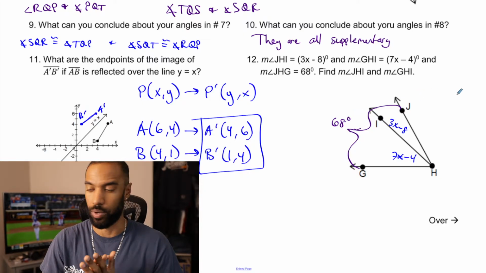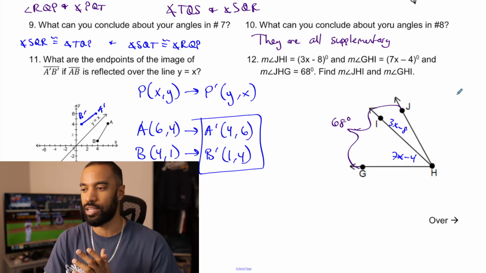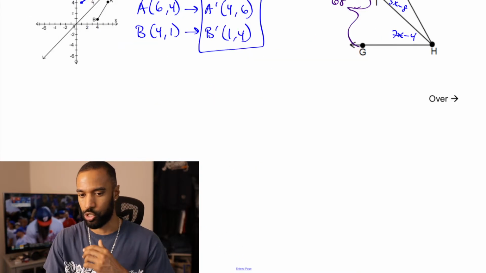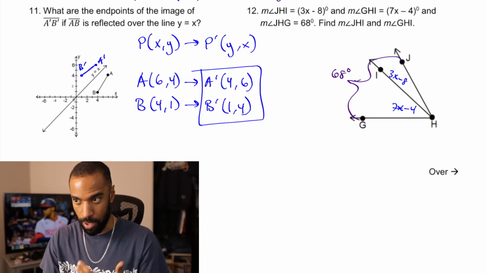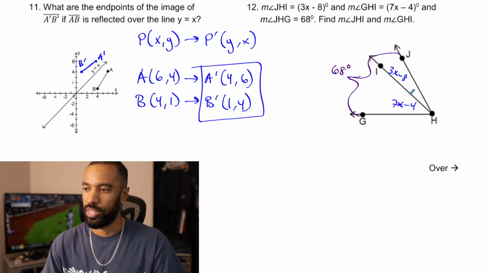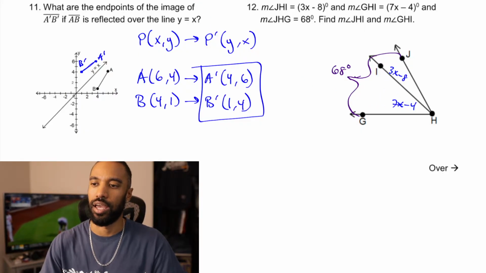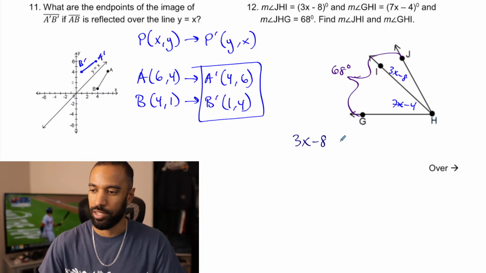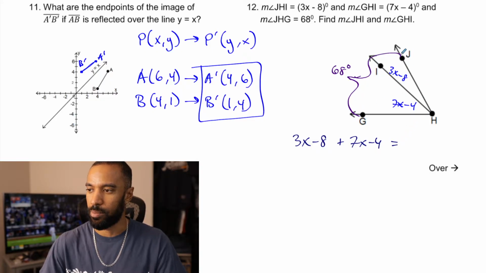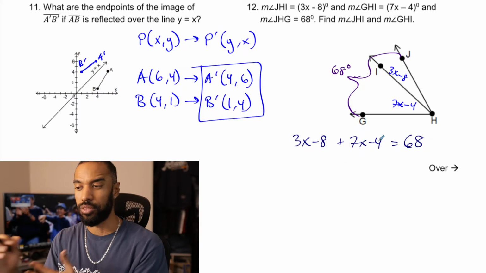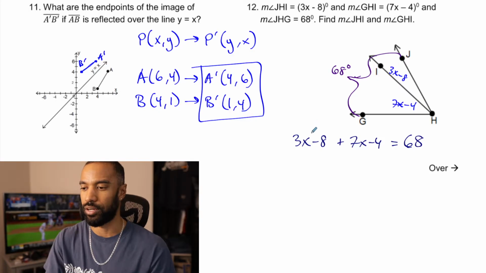Okay, in order to find those, we're going to have to first solve for x. In order to solve for x, we want to write an expression using what's known as the angle addition postulate to relate all three of these angle measures together. If you add this angle measure with this angle measure, you will get the entire angle measure. So we make an equation that says 3x minus 8, the measure of angle JHI, plus 7x minus 4, the measure of angle GHI, will equal the measure of angle JHG, 68. And there's the algebra equation we're setting up here.